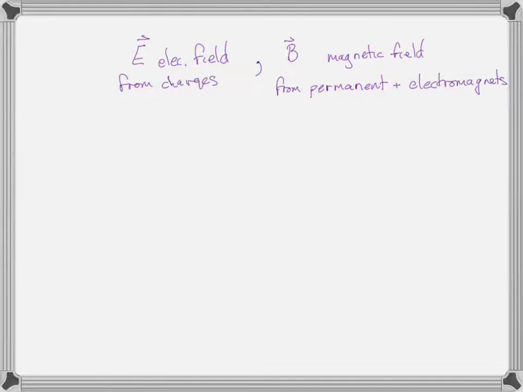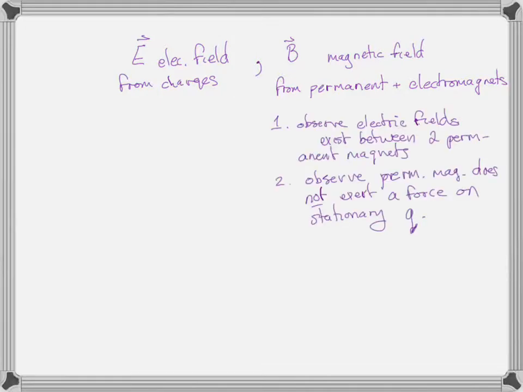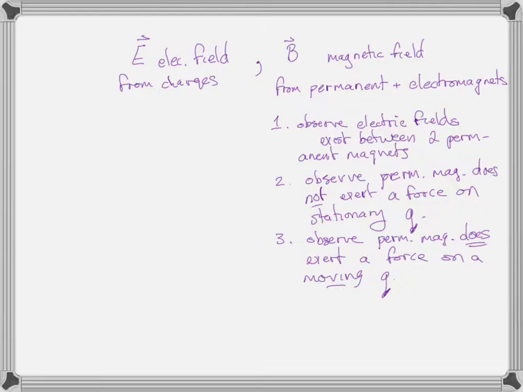Let's take another moment to discuss that at this point. So again, we observe that magnetic fields exist between two permanent magnets. Another observation is that a permanent magnet does not exert a force on a charge that's stationary relative to the magnet. Okay, so those two are pretty clear observations. The next observation is a little bit surprising. A permanent magnet does exert a force on a moving charge. So there must be a difference between a stationary charge and a moving charge, right?